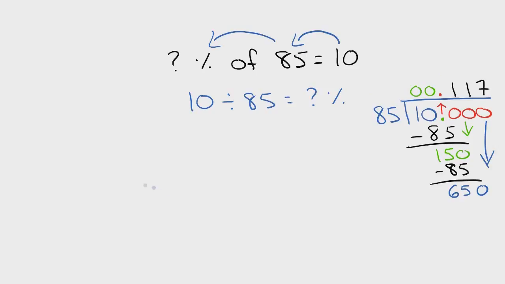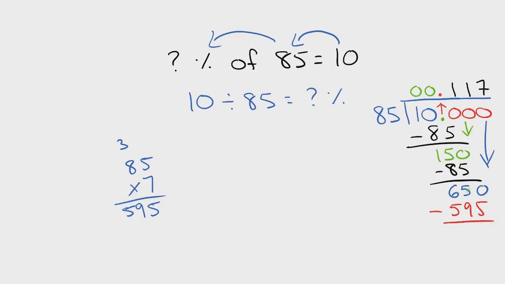And over here, I'm going to multiply 7 times 85. 7 times 5 is 35, carry the 3. 7 times 8 is 56, plus 3 is 59. So this is going to be 595. And I can subtract again.